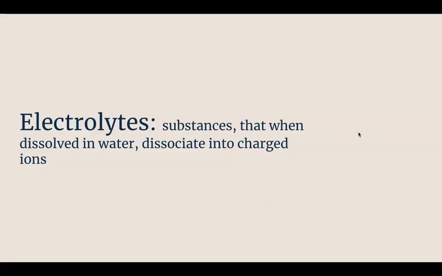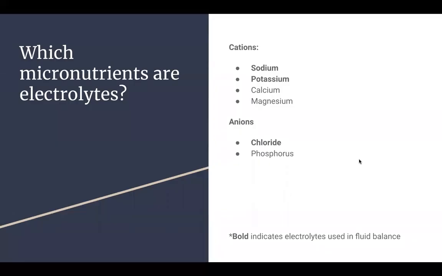Electrolytes are defined as substances that, when dissolved in water, dissociate into charged ions. Or in other words, electrolytes are solutes that, when dissolved in a solvent, such as water, dissociate into charged ions that are either positive or negative.